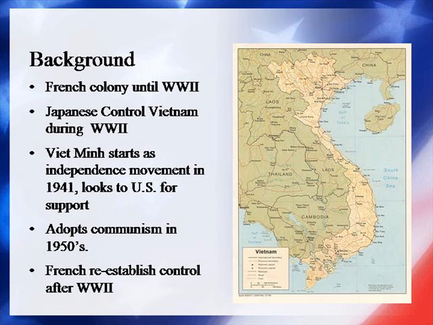Up until World War II, Vietnam, which is outlined on the map here, was a French colony. During World War II, the Japanese controlled Vietnam, as they did all of this part of the world called Indochina, and then ultimately were kicked out. The Viet Minh, which was an independence group, a group that wanted to control Vietnam as its own country, in 1941 started to look for U.S. support. However, based on some decisions that were made, they moved to a communist ideal in the 1950s.